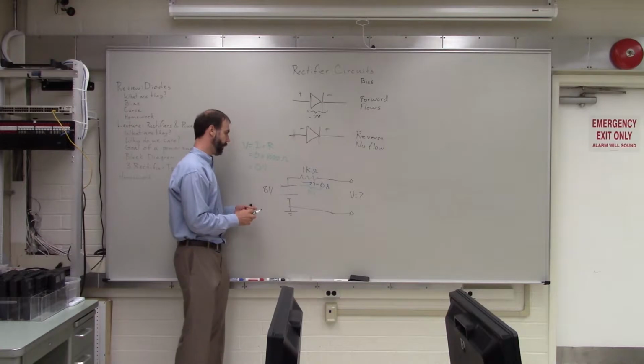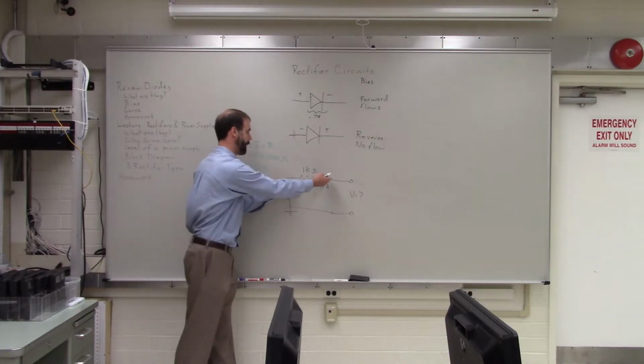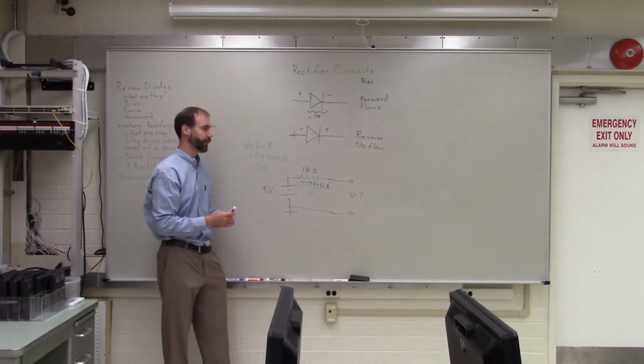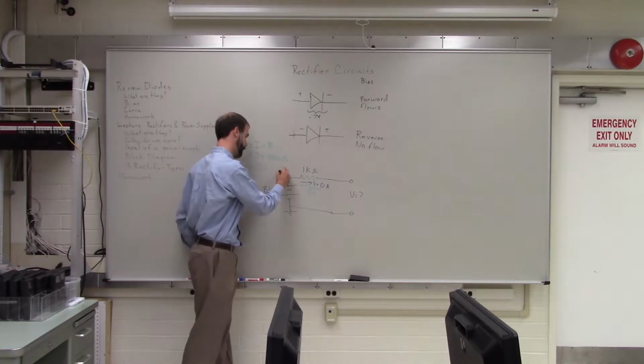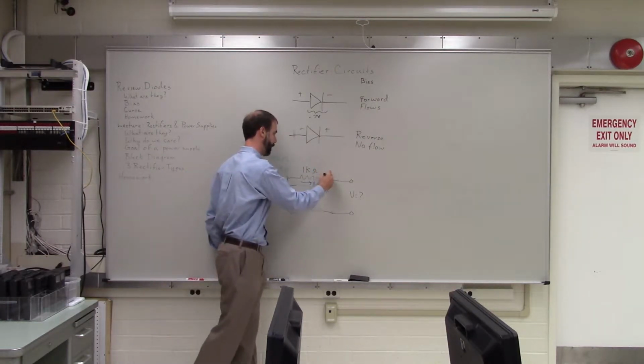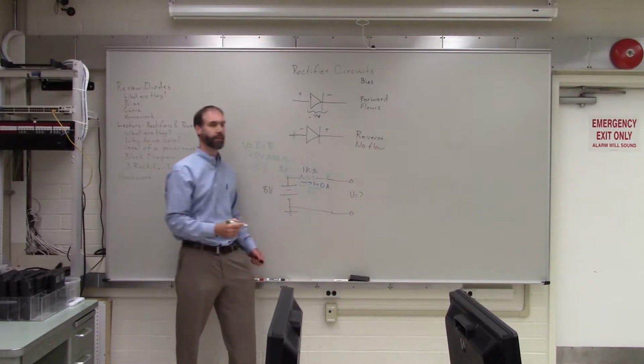Okay? So in other words, the voltage on one side is the same as the voltage on the other side. So if we have 8 volts there, how much voltage do we have over there? 8 volts. 8 volts.